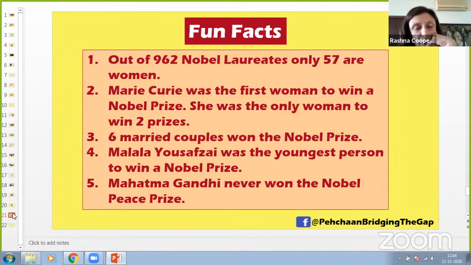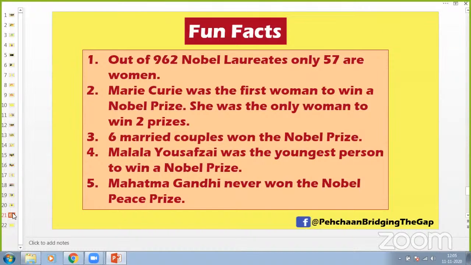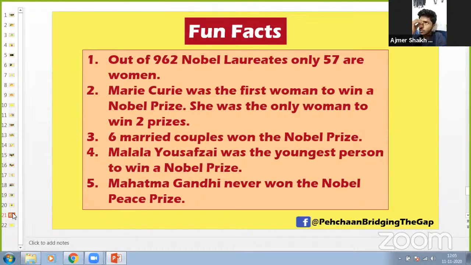Any ideas why that could be? Any ideas why it could be? Nobel Committee doesn't like women, is that it? No, ma'am. Then what do you think? Ma'am, in those days, girls were not allowed education. Exactly. Girls are not allowed to be educated, and definitely not higher education, right? At the most, they would be taught how to read and write, but they would not be taught higher education. So it's so difficult. How can they possibly win in physics or chemistry or medicine or economics, right? So only 57. The second one.